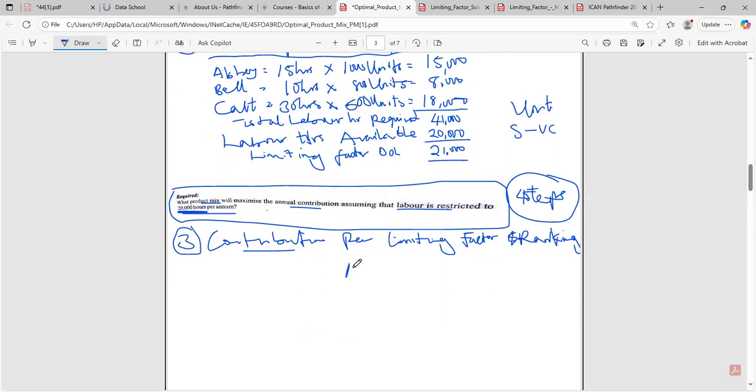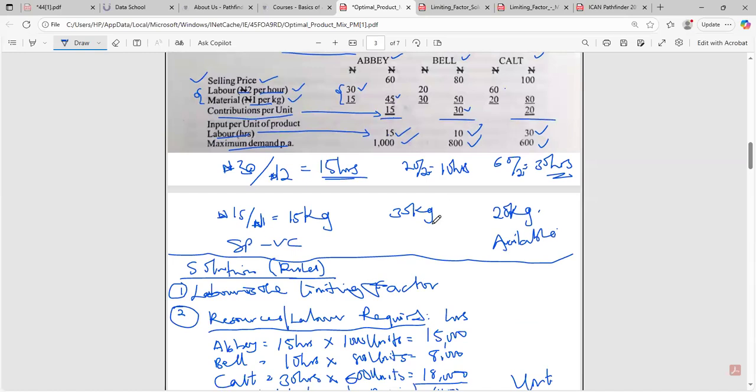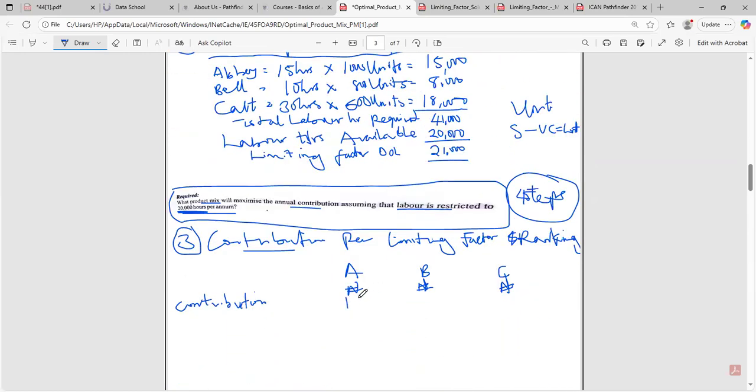Let's just put A for Abe, B for Bell, C for Cat, and put Naira under it. Our sales minus variable cost is equal to contribution, but the question has already given us contribution. So it's a waste of time doing sales minus variable cost again. You don't have time; you are battling with 3 hours. So who can tell me again? 15, 30, 20. So 15, 30, and 20. Can I proceed now?